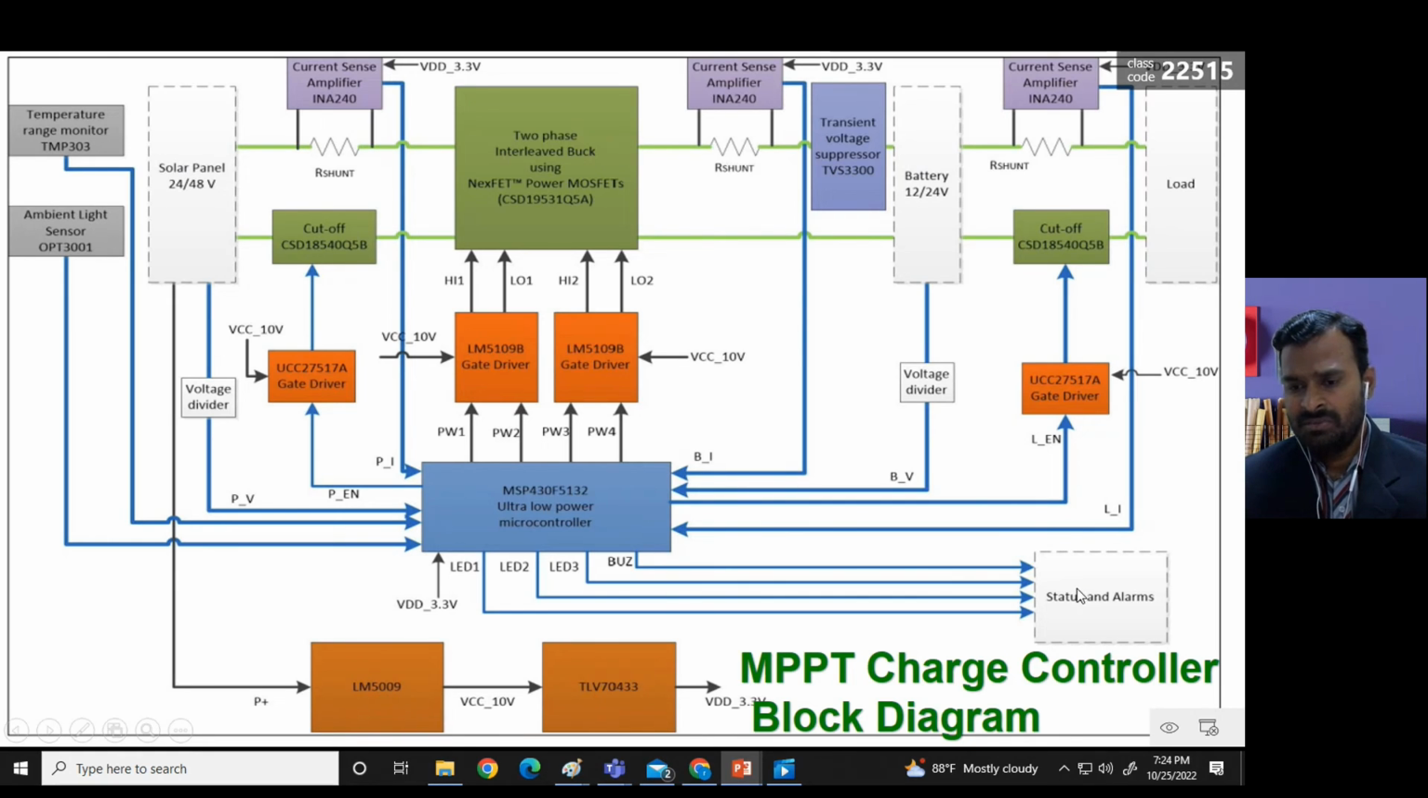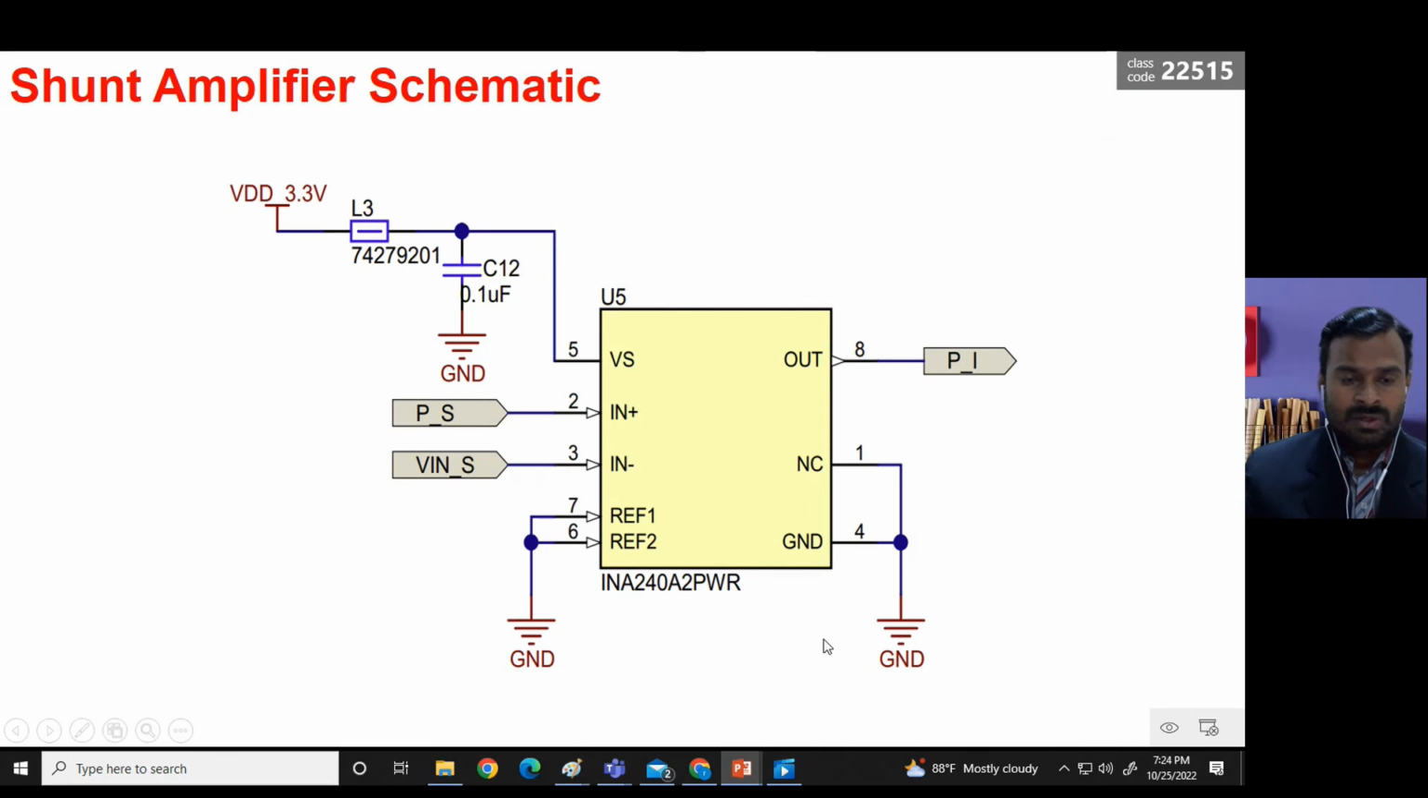And we have here a status and alarm. If you have the panel disconnected or the panel connected, or load disconnected, or the battery full, these conditions will be shown in the status and alarm. So this is the MPPT charge controller block diagram. Hope it is clear for you. Here we have shown the individual blocks, each and every block.